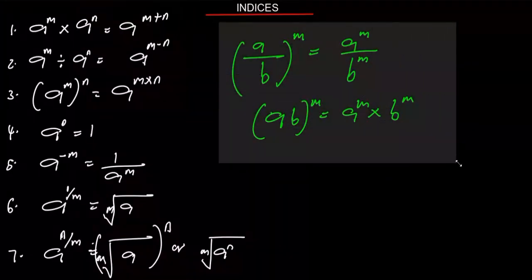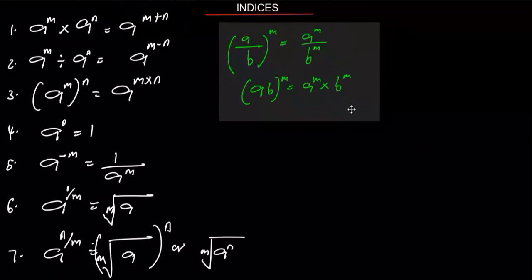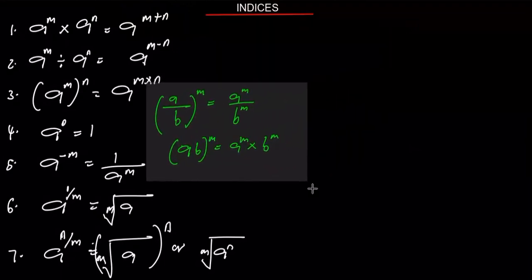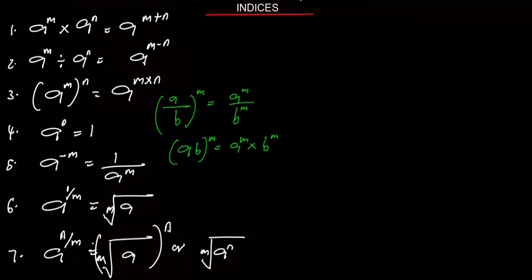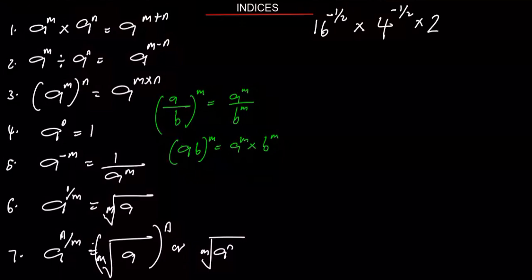Let me see if I can move this or make it smaller. Okay, let me move it somewhere here. Okay, let's solve the first question. We have 16 raised to the power of minus 1 over 2 times 4 raised to the power of minus 1 over 2 times 27 to the power of 1 over 3.